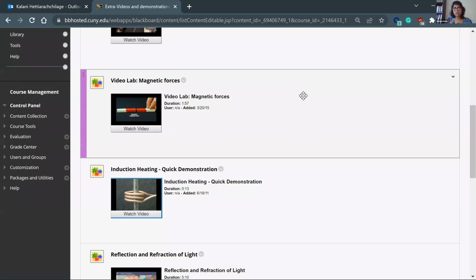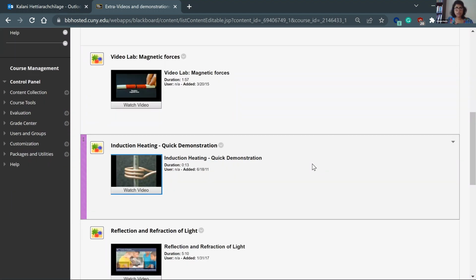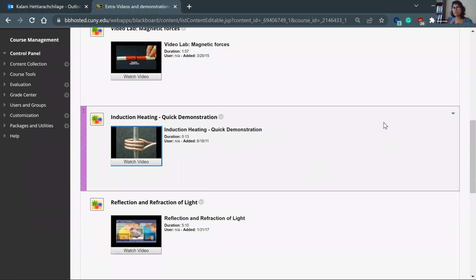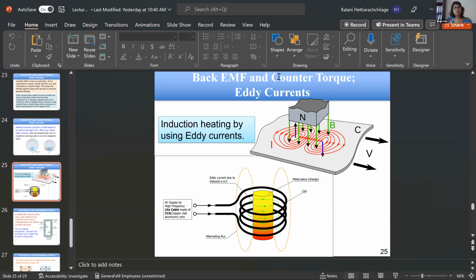Now we have induction coils and induction ovens in our real-life usage, right? Those come from the physics concepts that you learn in this course. Okay, so that's what I have here about induction heating by using eddy current.